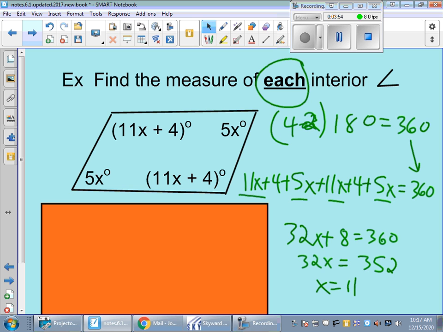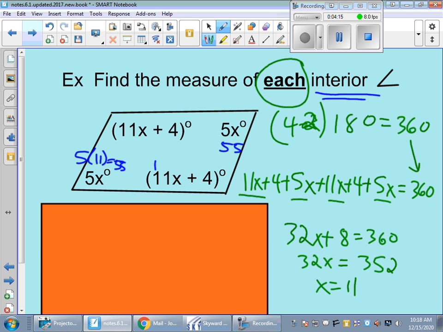But what was the original question? The original question, again, remember geometry before we took this algebra break, is find the measure of each interior angle. So again, we go back to plugging it in. So 5 times 11, these angles are 55. These angles are 55. And then again, you plug it into the other ones.